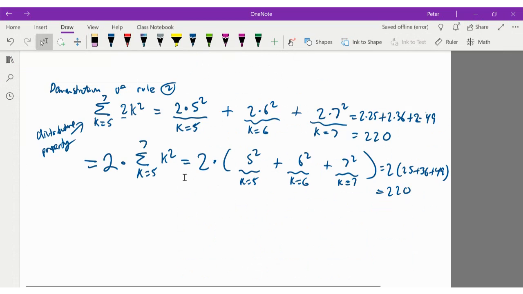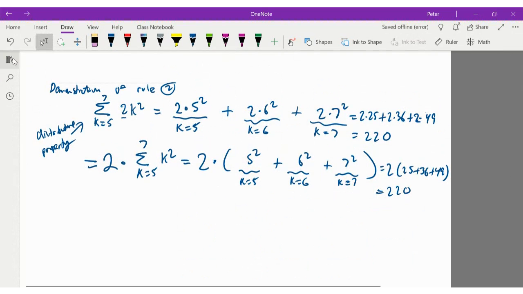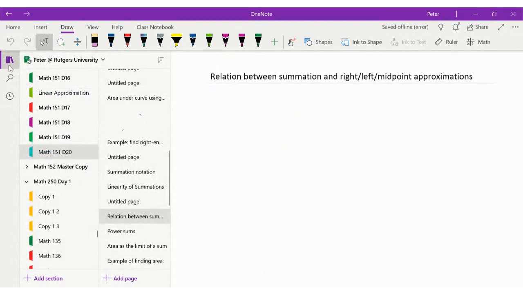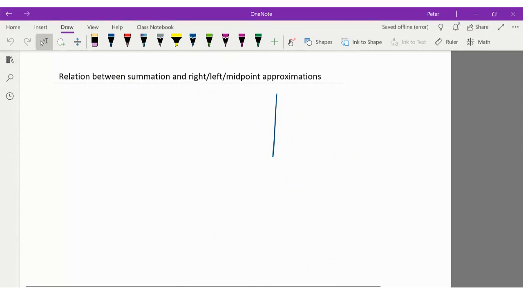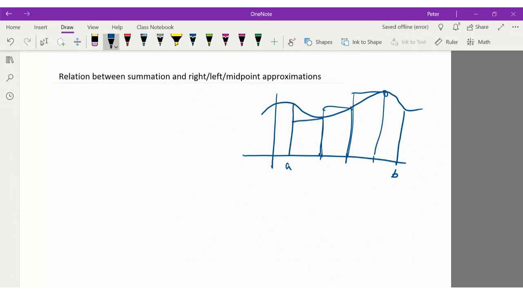All right. So let me show what this has to do with the topic that we're doing. Let's go back to this picture. Okay, so we're back to the right endpoint approximation picture.